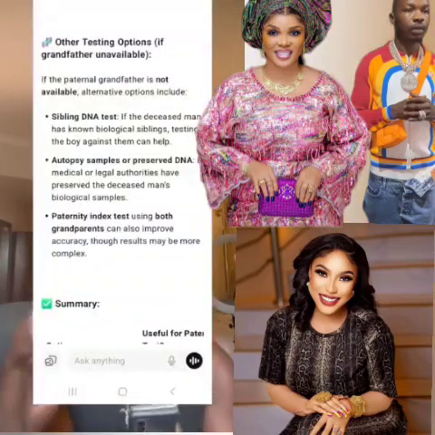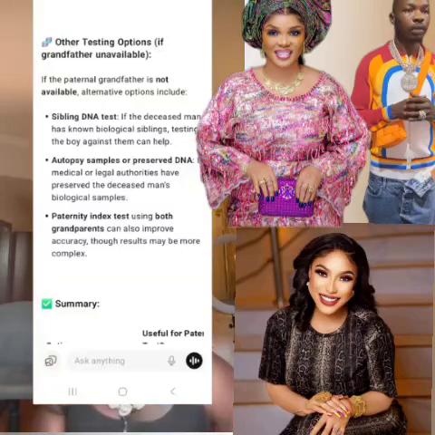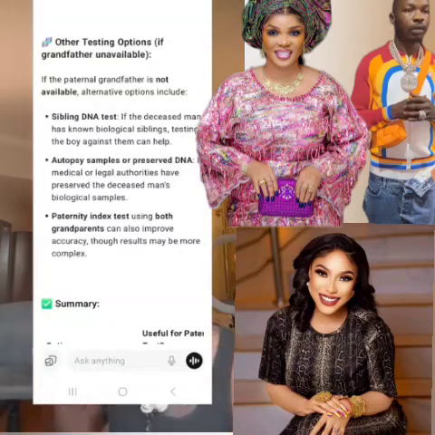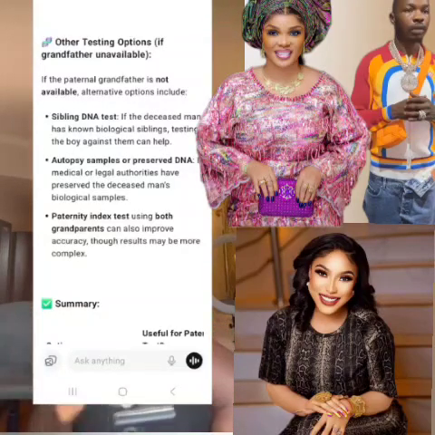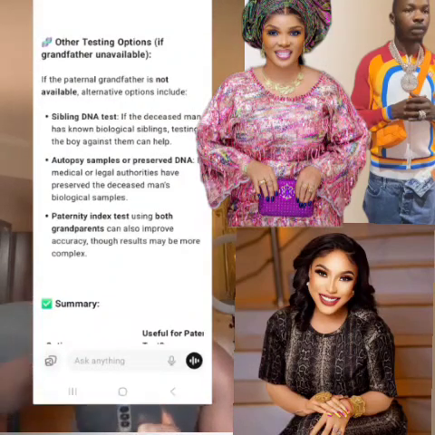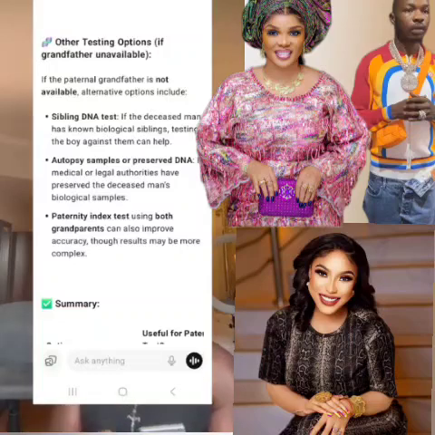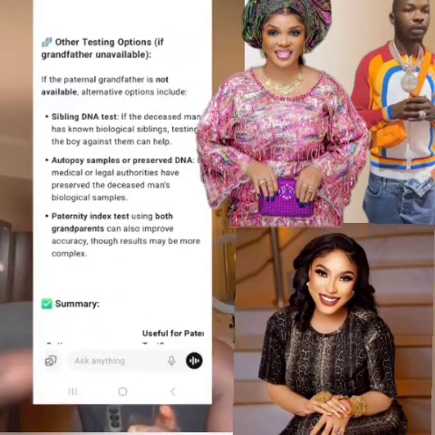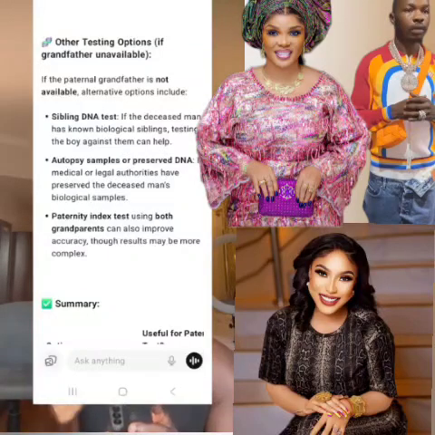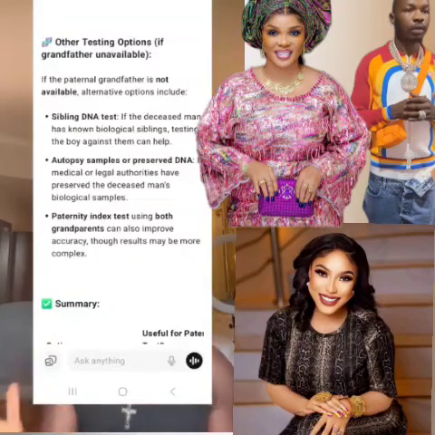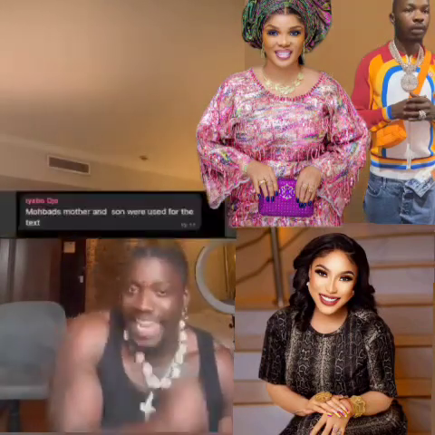Other testing options if the grandfather is unavailable. So you see, the grandfather is the main option. If the paternal grandfather is not available, alternative options include sibling DNA test. If the deceased man has known biological siblings, testing the boy against them can help. Autopsy sample or preserved DNA, like Mohbad's case, when they exhumed and carried some parts. If medical or legal authorities have preserved the deceased man's biological sample, paternity index tests using both grandparents can also improve accuracy. That is, if at all, they have to use Baba Mohbad and Mama Mohbad. But in this case, they claim they used Mama Mohbad.